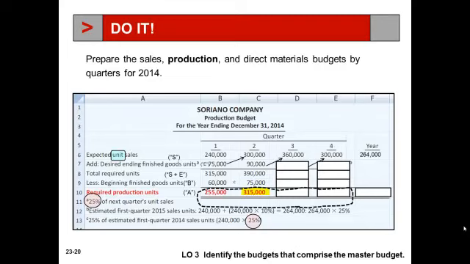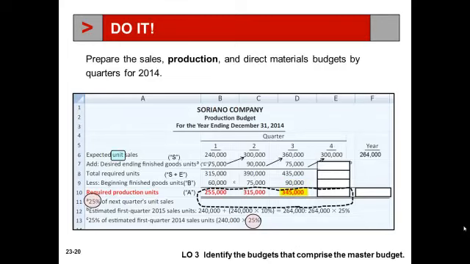Third quarter, beginning with sales, laying in our ending inventory, 25% of next quarter's sales. Subtotal that. Subtract out our beginning finished goods inventory, which was the ending of the previous quarter. We must produce 345,000 units in the third quarter.